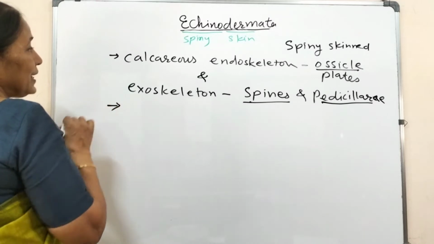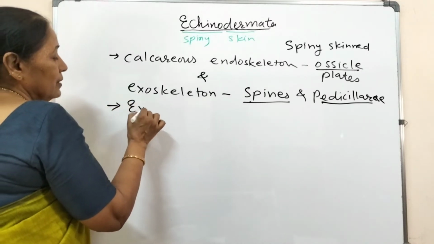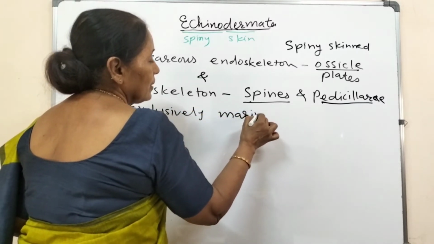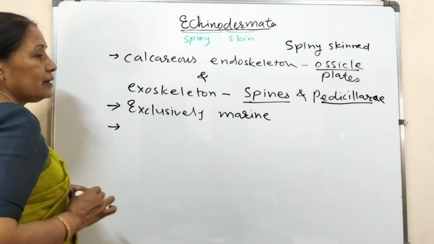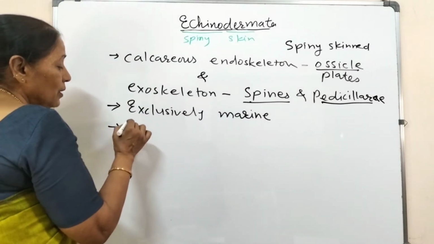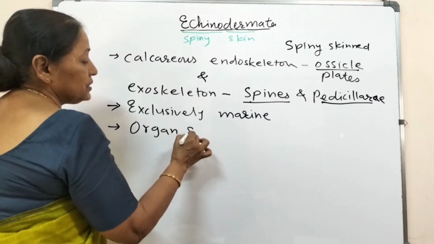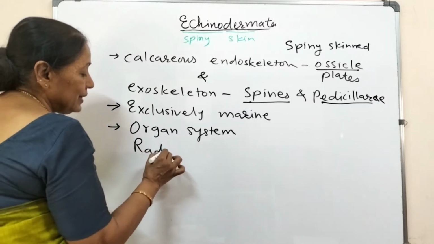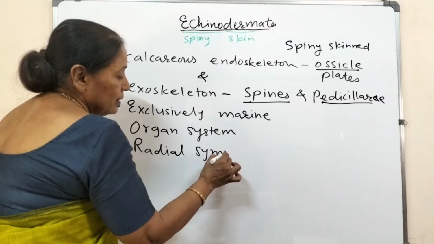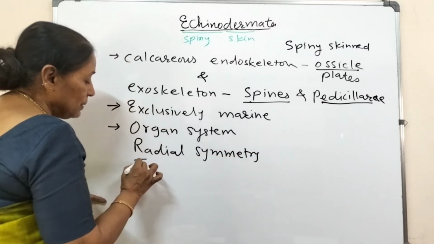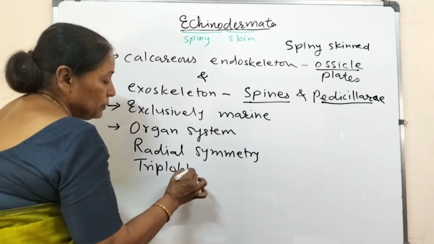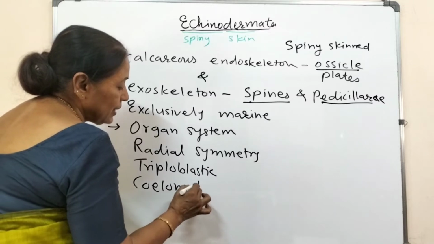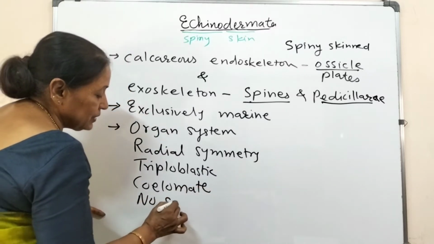Come to the next point, that is their habitat. They are exclusively marine. All of them are marine only. Now their characteristics: they show organ system level of organization, then they show radial symmetry. They are triploblastic and they are coelomate, and they do not show any segmentation.